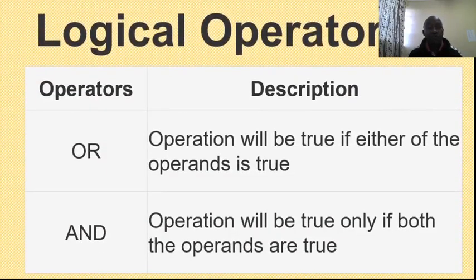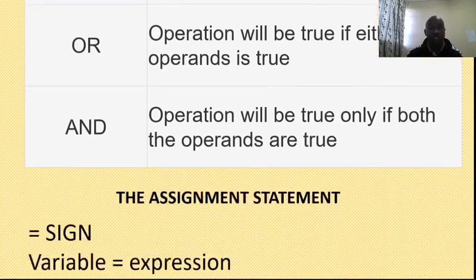Then we have logical operators. We have Or and And. When we talk about Or, the operation will be true if either of the operands is true, and And will be true only if both the operands are true. Therefore, those are some of the logical operators.